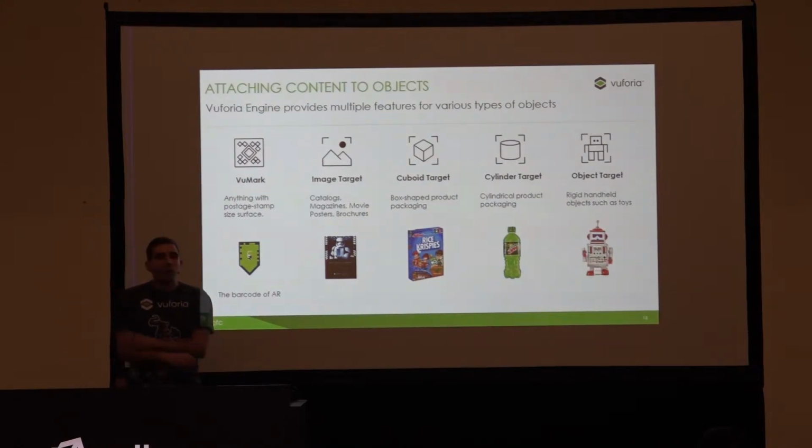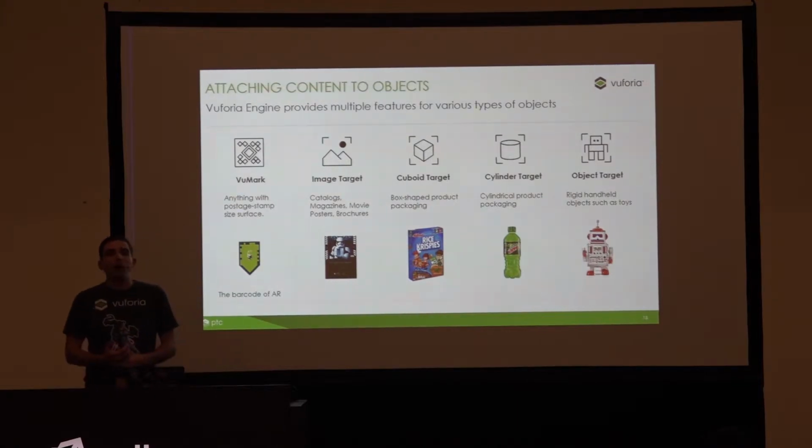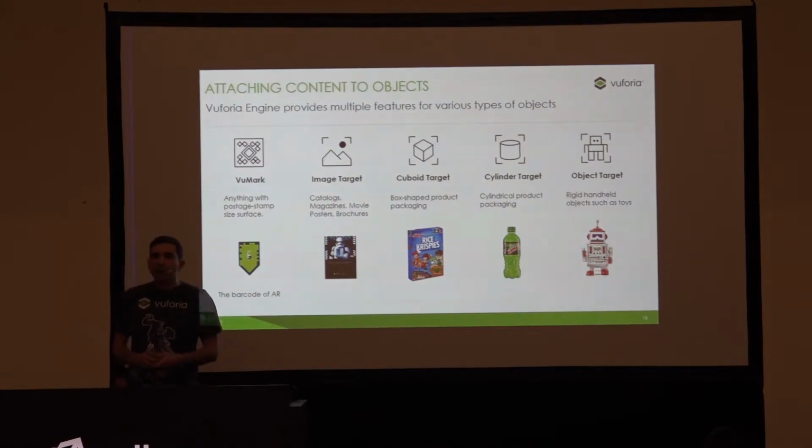Image targets are our most popular way to augment objects, and this allows us to augment objects that are flat and planar. So these are great for books, brochures, posters, cards, board games, anything that's flat and you can put an image on. Perfect for image targets.